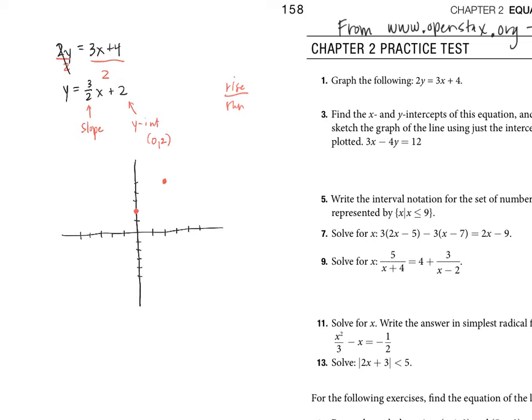Remember that two negatives make a positive, so you could also go down 3 and left 2. Notice that that would still be on the line. And so, of course, since my graph is drawn by hand, it's going to be a little shaky, but it should be a perfectly straight line. And that would be a sketch of the graph. So that's number 1.